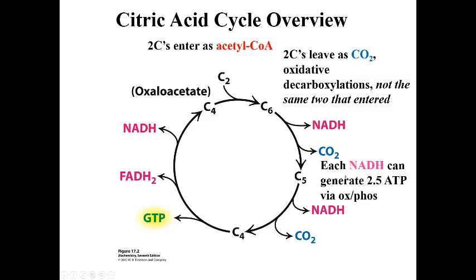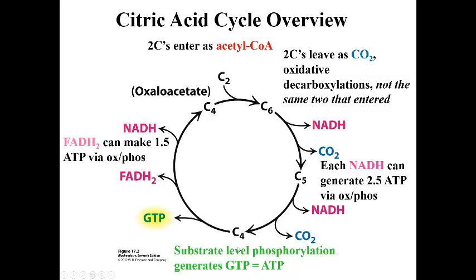During the course of the reaction, you generate 3 reduced molecules of NADH, and each of those can subsequently be used to generate approximately 2.5 ATPs through oxidative phosphorylation, and we're going to talk about oxidative phosphorylation next. There's a single substrate level phosphorylation during this reaction in which you make a GTP molecule, and a GTP is essentially the same as an ATP from an energetic perspective.